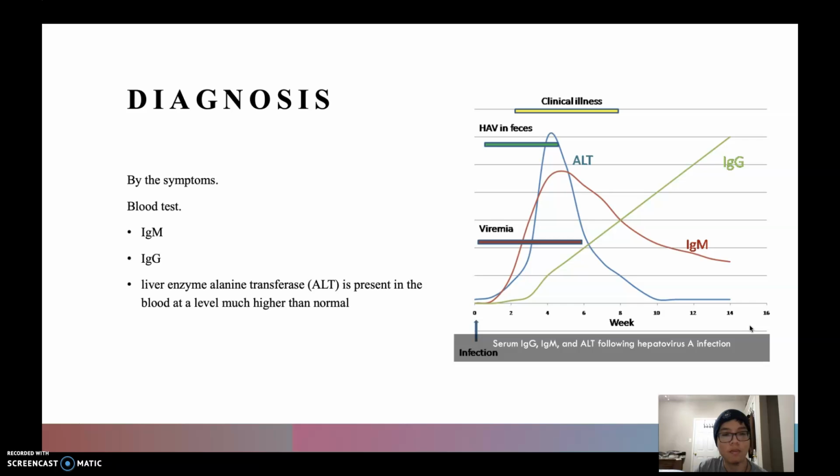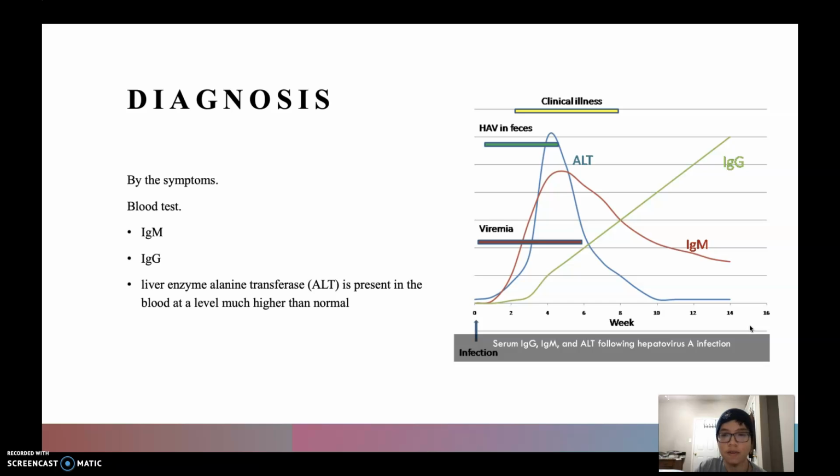Diagnosis: you can diagnose hepatitis A virus in two ways. First is, as I mentioned, by the symptoms. You can discuss it with your doctor. Second one is blood test. This will detect antibodies in your blood that are produced by the immune system in response to a hepatitis A infection.